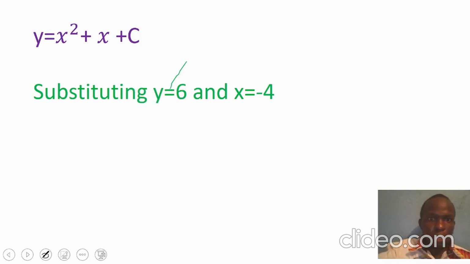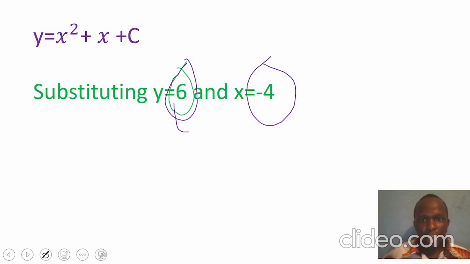Where do these ones come from? Can you recall where these ones come from? These are the coordinates. So the y coordinate is 6, and the x coordinate is -4. These are the points where the curve passes: -4, 6.